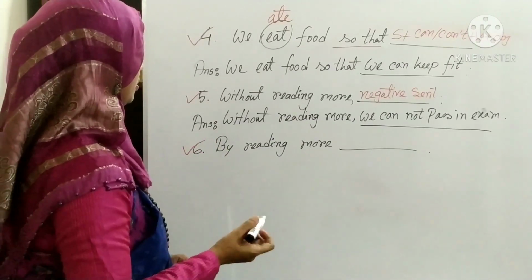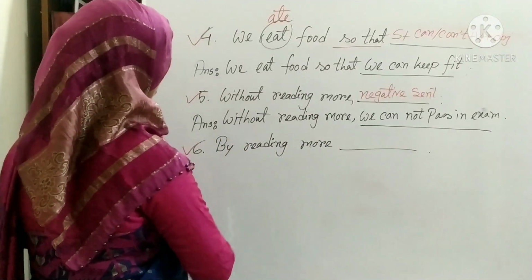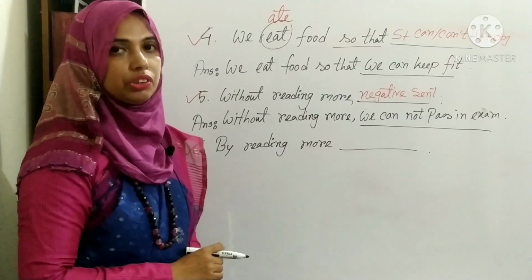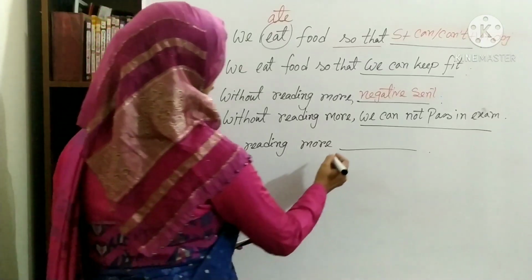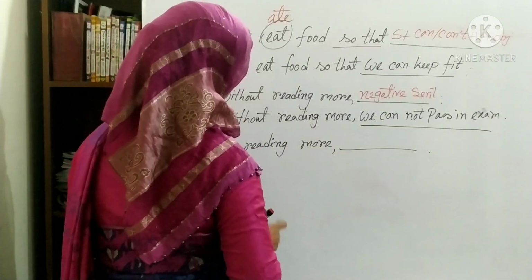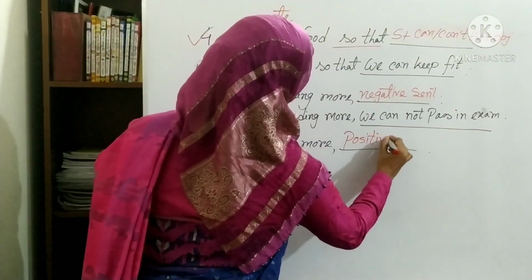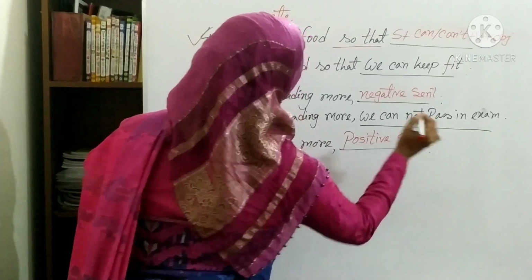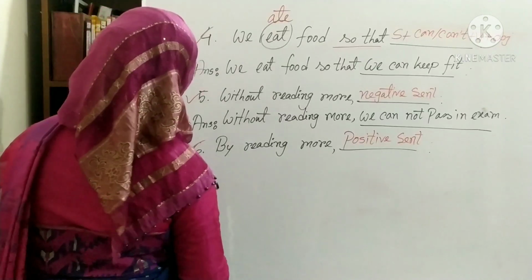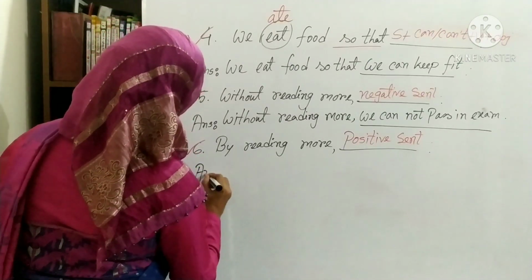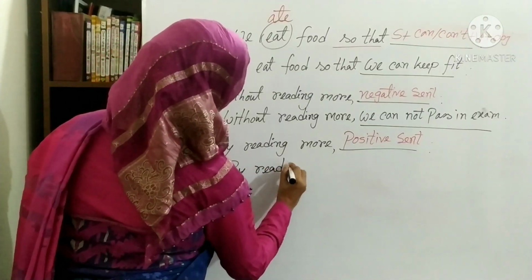Here you just try to observe that there is also a gerund, and when you find a gerund after "by", there will be a positive sentence. That means you have to write a positive sentence here. Our answer will be "by reading more."